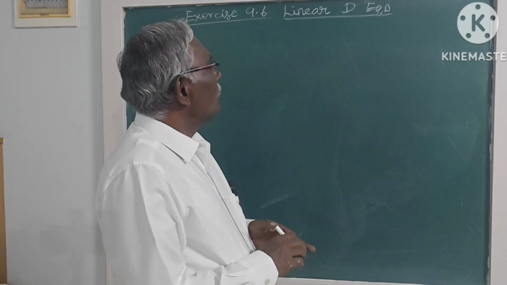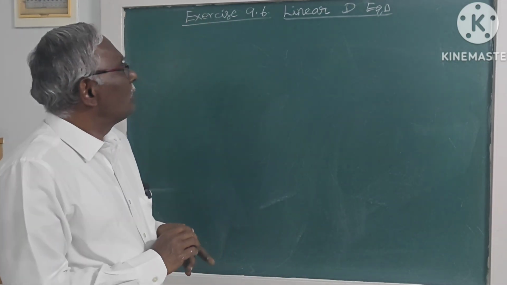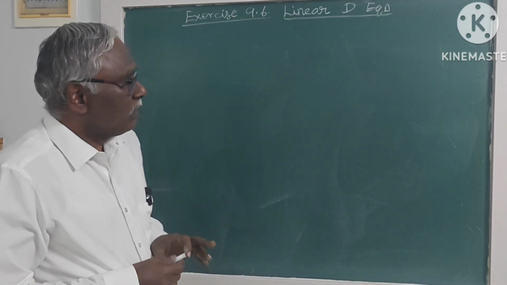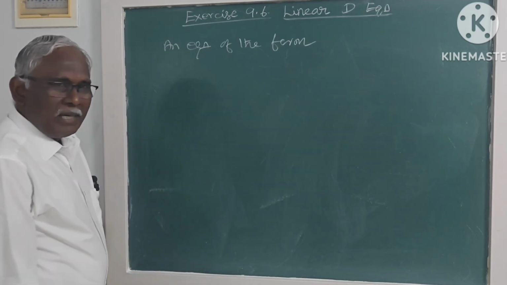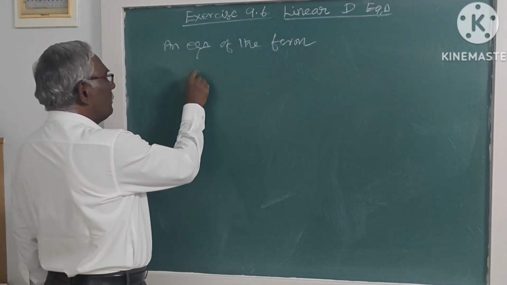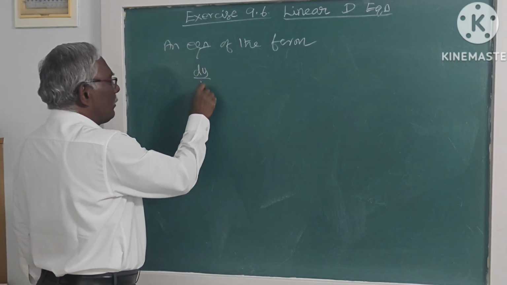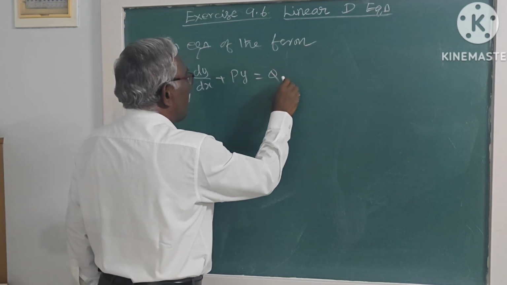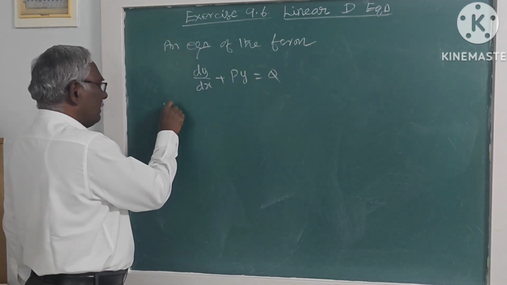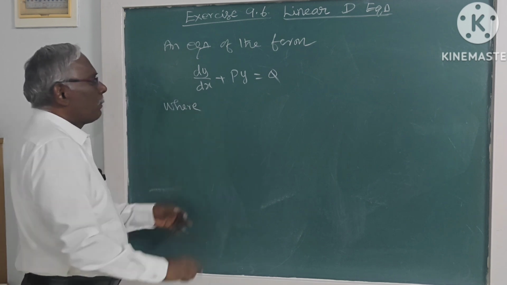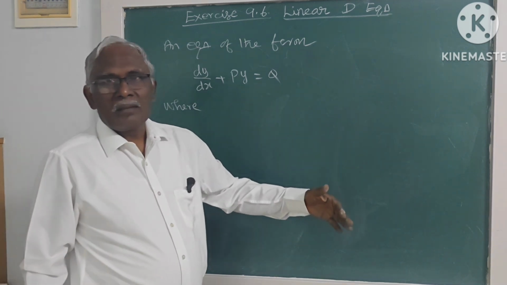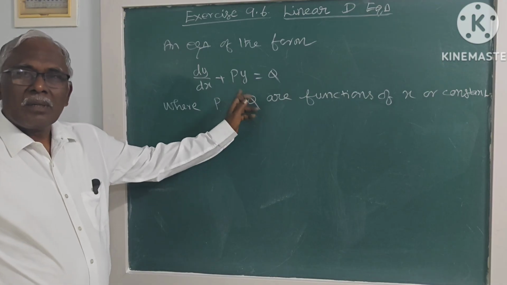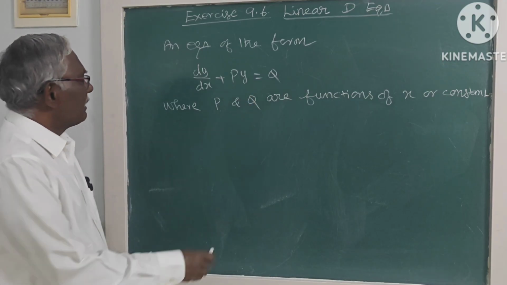Today let us see how to find the general solution of linear differential equation. An equation of the form dy by dx plus py is equal to q, where P and Q are functions of x or constant. This is the first order linear differential equation.